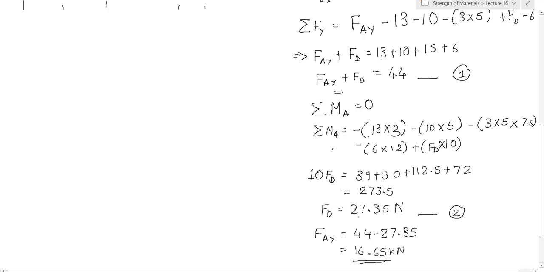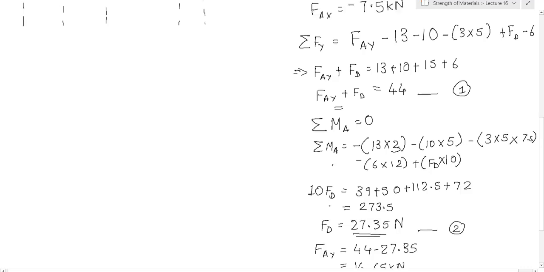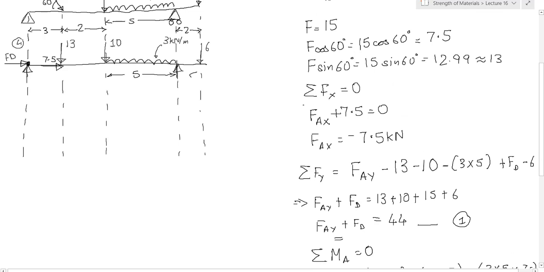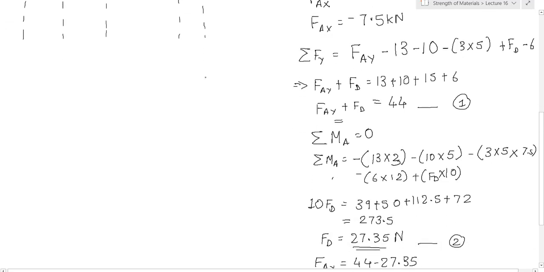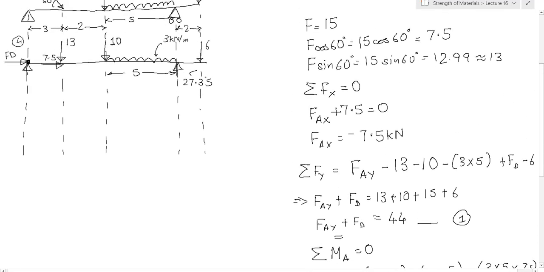Right? So we have both these forces, we have FD also, we have FAY also. Now that we have these forces, we can write these values over here. So FD is 27.35, FAY is 16.65, and FAX is 7.5, but minus, because we have shown it on the right side. I will write minus 7.5 kilonewton, or you can show it on the left side and write 7.5 kilonewton.